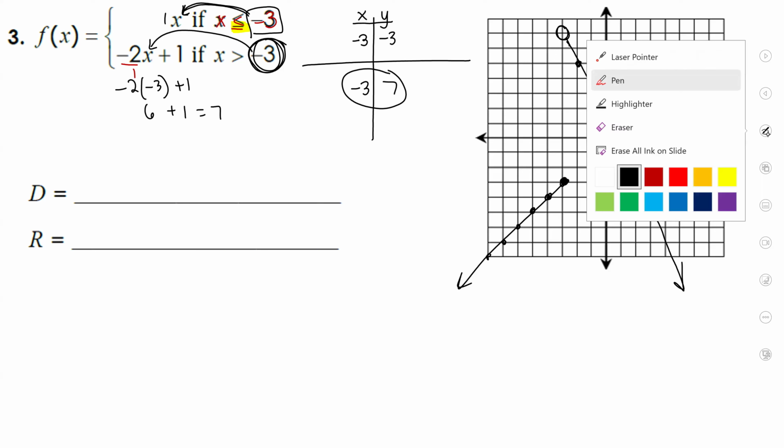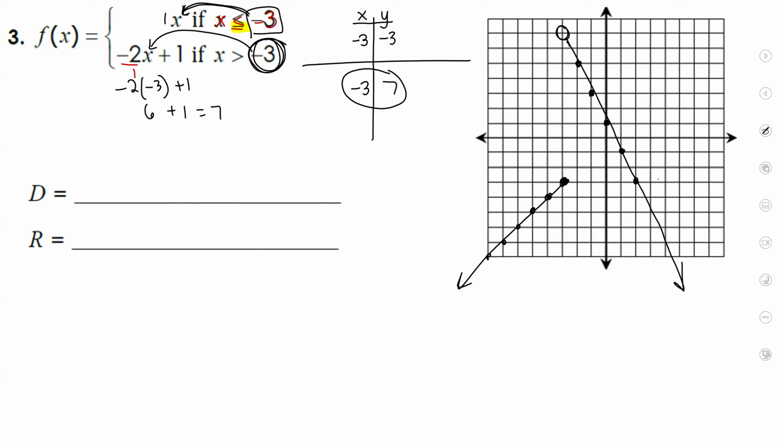And I know I did it correctly because look, my y-intercept is what? 1? And that's what the equation has, 1. And my slope is down 2 over 1. So that's good. We did it correctly. Okay, let's talk about the domain.